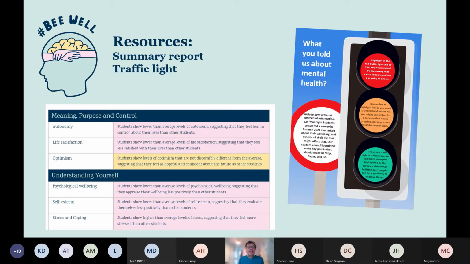But these are reasonably easy to understand, could certainly be shared with school council. They could certainly be shared with staff and might have a view as to what these things might mean. So useful as an at-a-glance view of how things are going. The one on the right is a resource that's designed for sharing with children and young people.